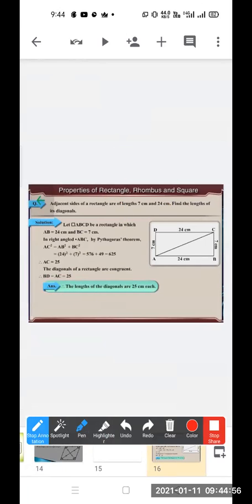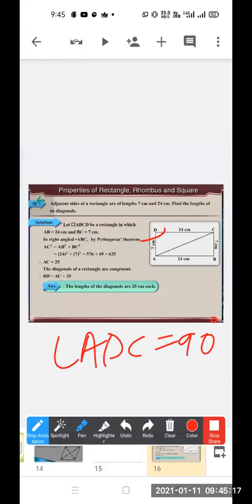Okay. So here angle D, angle A, angle B, angle C, they all are right angles. Now we have to find the length of the diagonal. Angle D is a right angle, so if we consider angle ADC equal to 90 degrees, we can apply the Pythagoras theorem and find the length of the longest side.